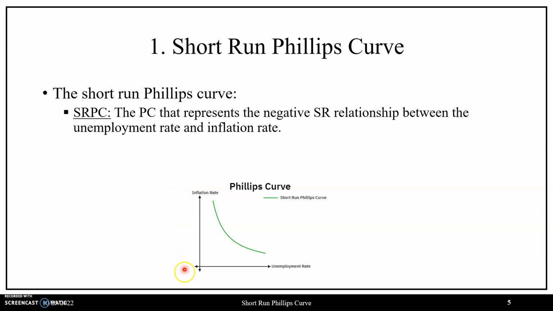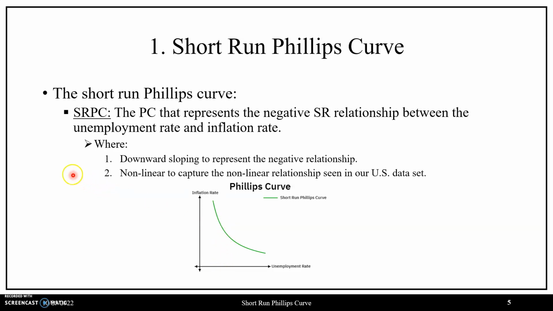We're taking a look at our graph below. We have the inflation rate on the vertical axis and the unemployment rate on the horizontal axis. In terms of the short-run Phillips curve itself, we see that it is downward sloping to indicate the negative short-run relationship between the unemployment rate and inflation rate, in that if the unemployment rate is increasing, then this is going to be met by decreases in the inflation rate, while the opposite is true. If there's increases in the inflation rate, then this is going to be met by decreases in the unemployment rate. Secondly, we see that the short-run Phillips curve is nonlinear, and this is to capture that nonlinear relationship that we also saw when examining our annual U.S. data set.